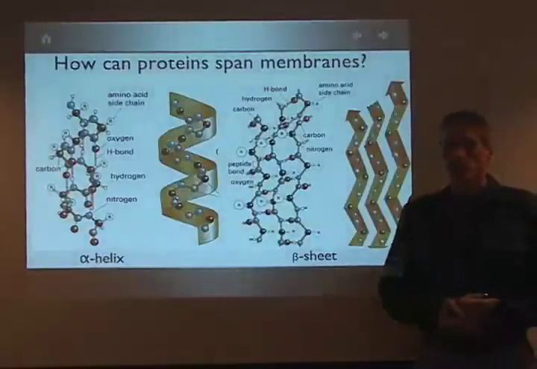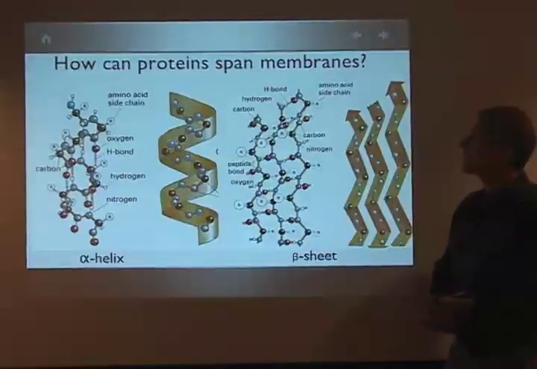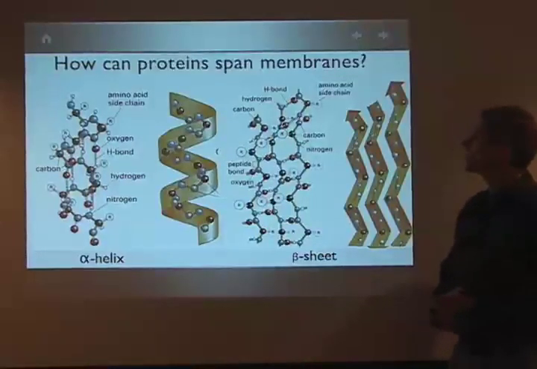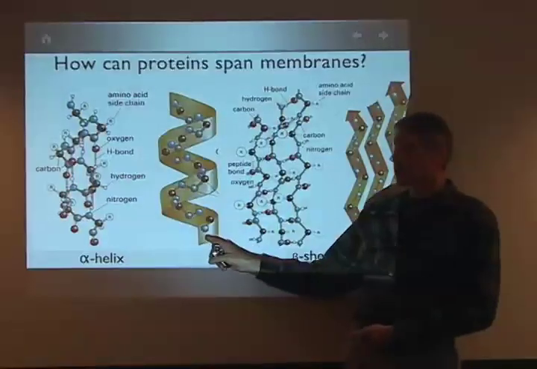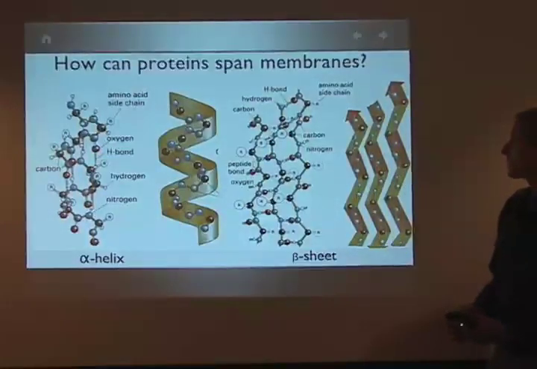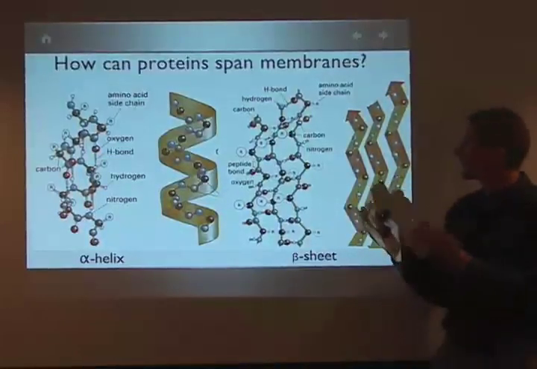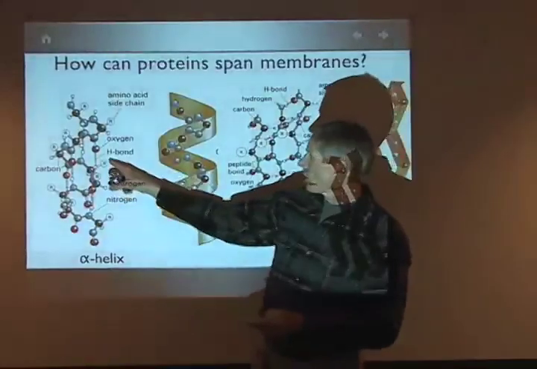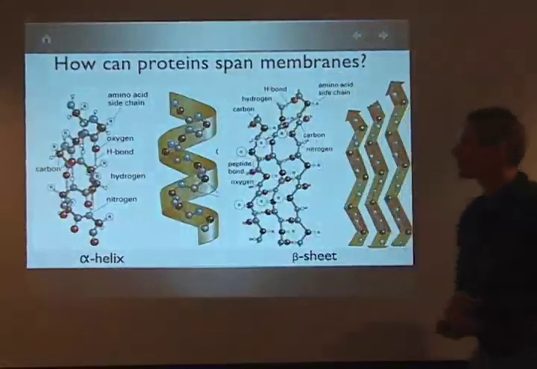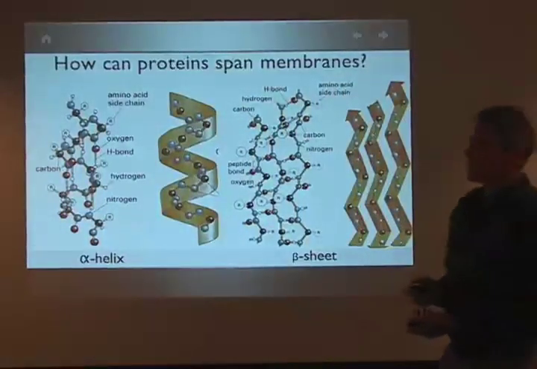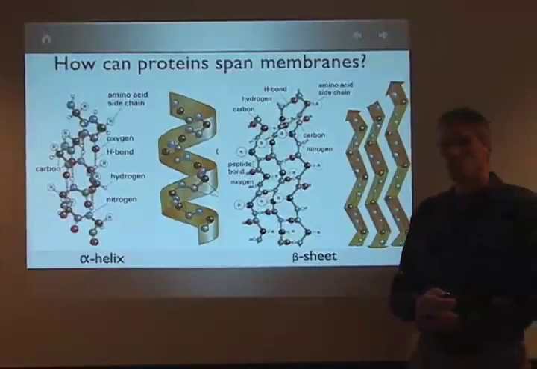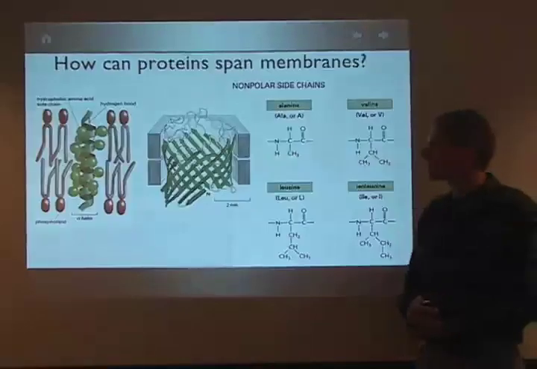The answer is that there are certain side chains on proteins which are hydrophobic. And in an alpha helix or a beta sheet, those side chains, which are hydrophobic, are facing out. So all these little R groups are the side chains. And if those are hydrophobic, those will prefer to associate with the lipids, fatty acid tails.